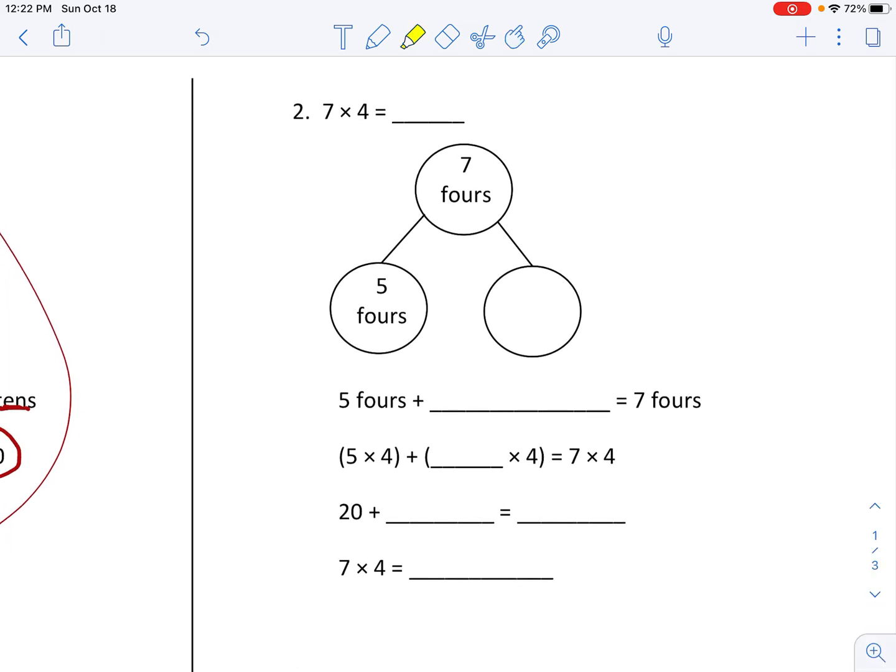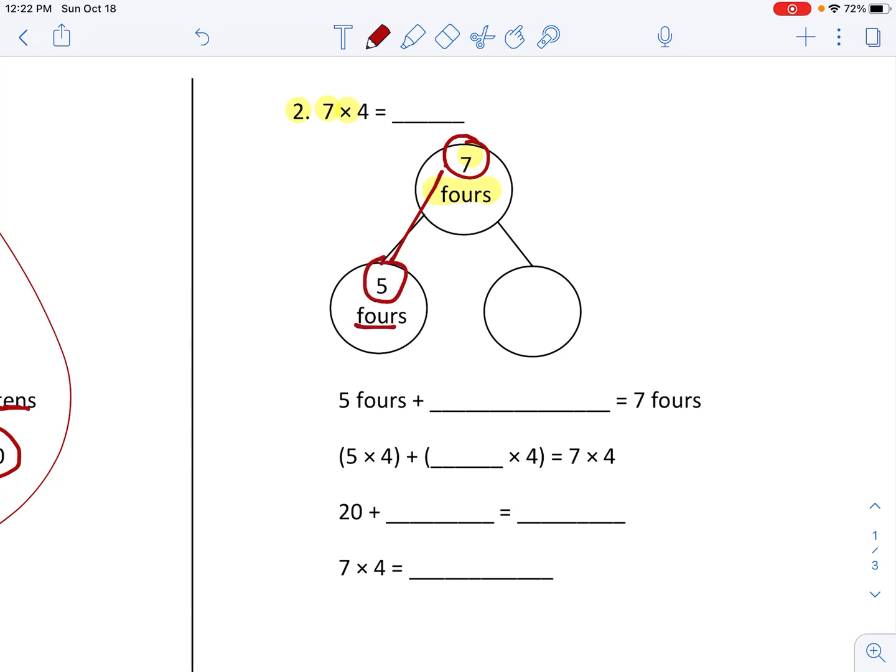Let's look at our next one. I have 7 times 4. Well, that means it's 7 fours. So I'm taking this 7 and I'm breaking it up into a 5. Why do you think we're using 5 all the time? It's because it's really easy to multiply by 5. So we use the 5 and then whatever's left over to get us to the bigger number, because the 5 is easy to multiply by.